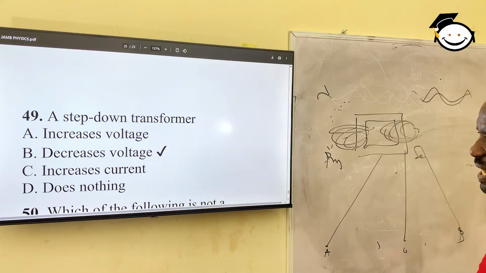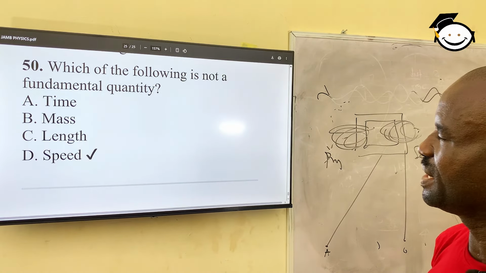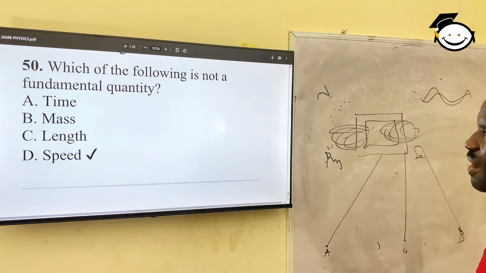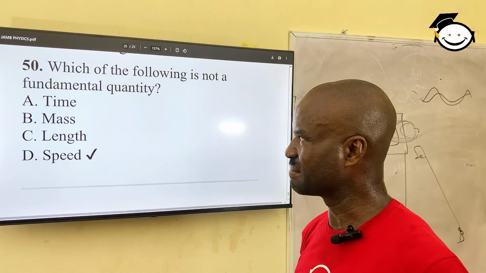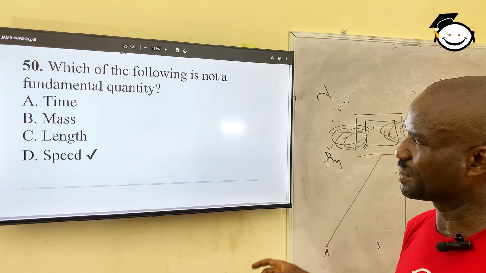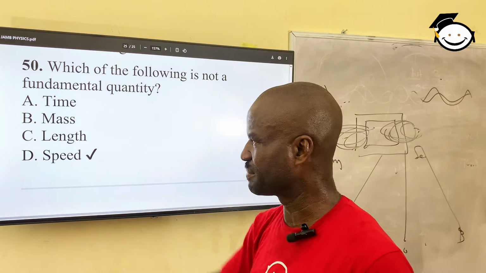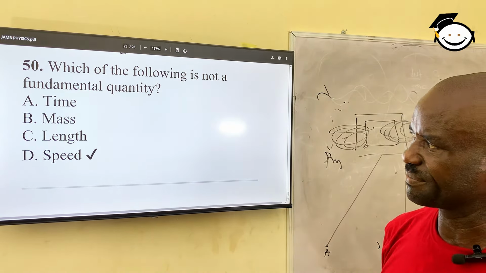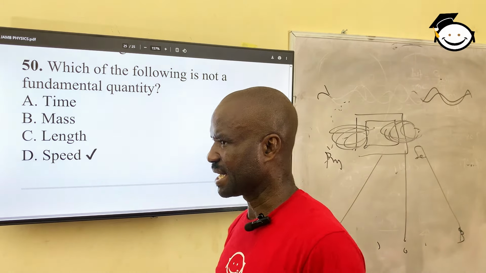Number 50, and the last question for today is, which of the following is not a fundamental quantity? Fundamental quantities, we have three basic quantities: time, mass, and length. These are fundamental quantities, but speed is never a fundamental quantity. So the correct answer is D.